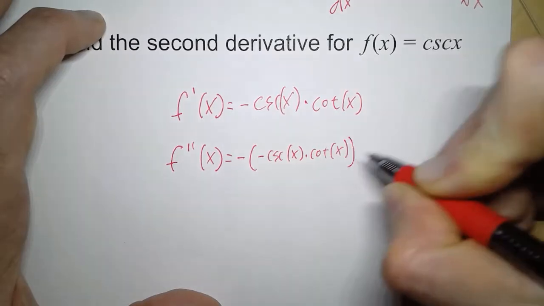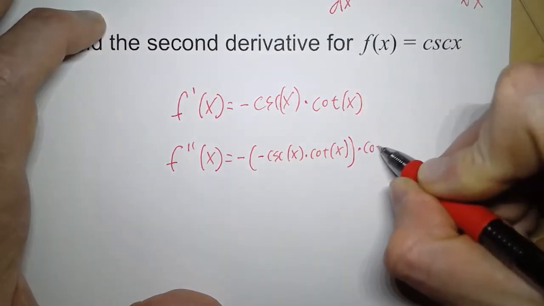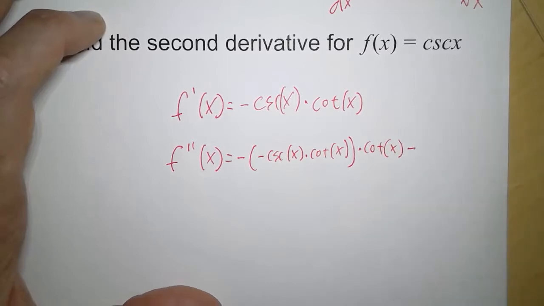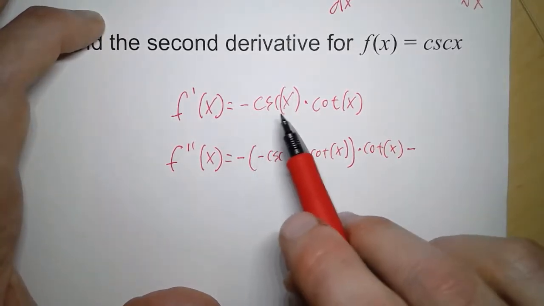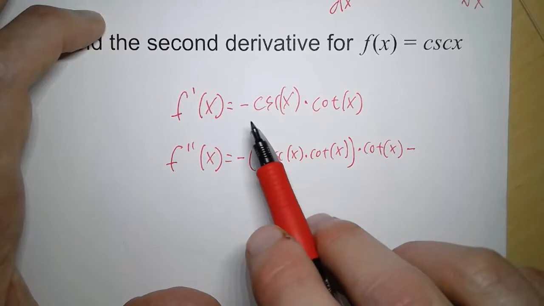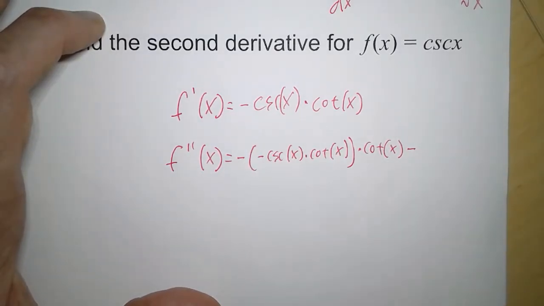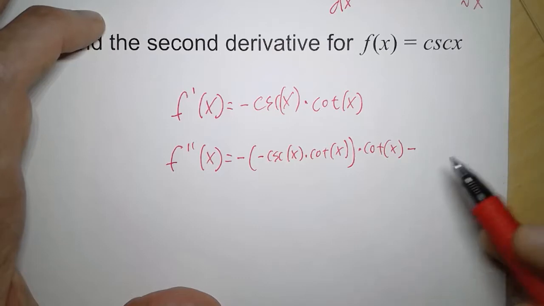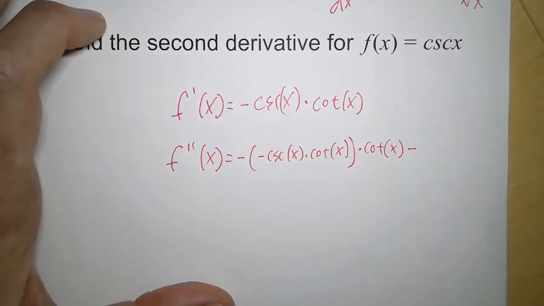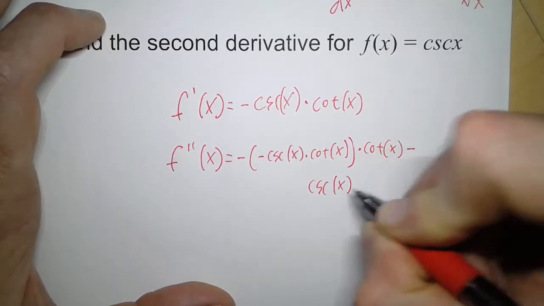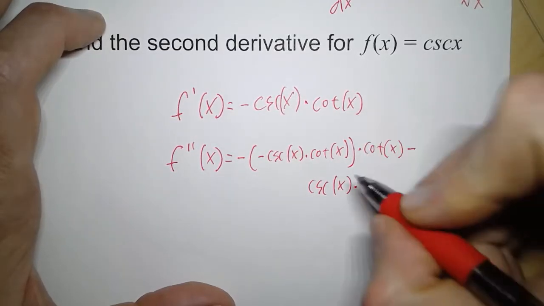Now we still have cotangent that we didn't derive. And now we have the second term. Now keep in mind the fact that the negative distributes over everything. So the first term is negative and the second term is negative. So that means we are subtracting. So we subtract cosecant of x, we don't find the derivative of that, times cotangent of x.